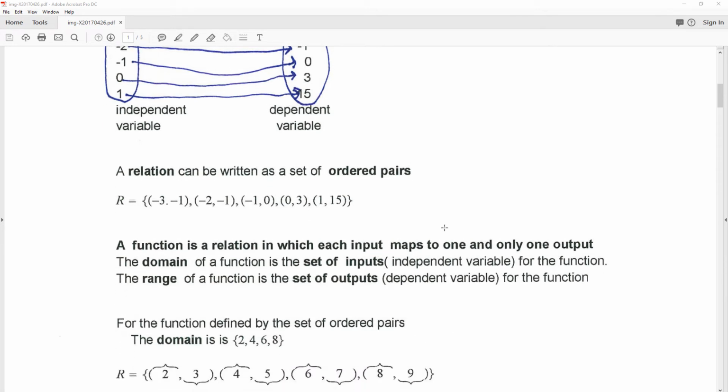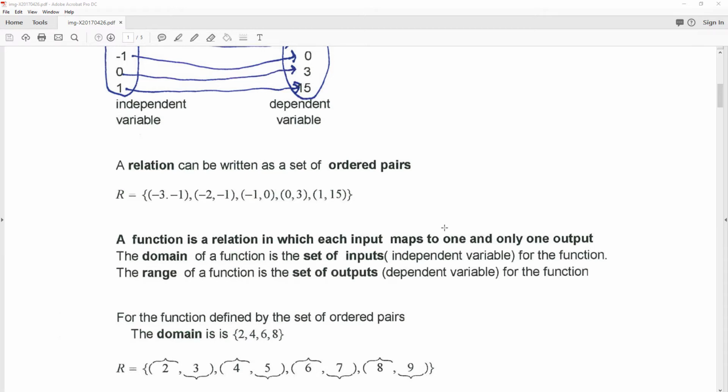A particular type of relation is called a function. A function is a relation in which each input maps to one and only one output. The domain of the function is a set of inputs, the independent variable for the function. The range of a function is a set of outputs, the dependent variable for the function.